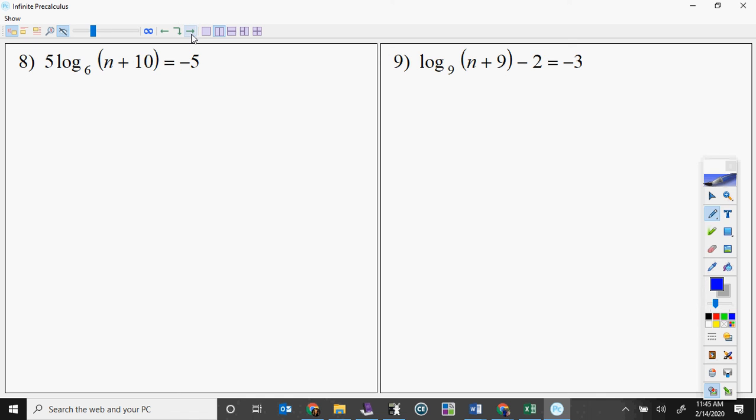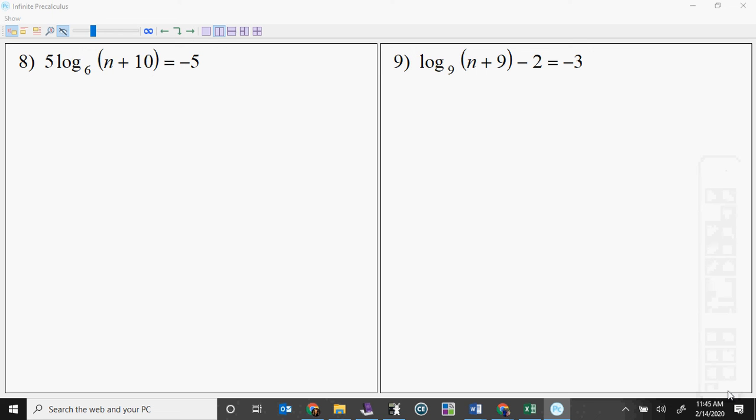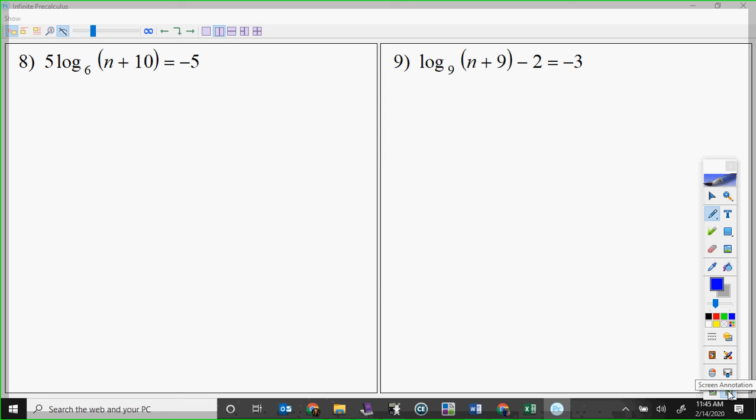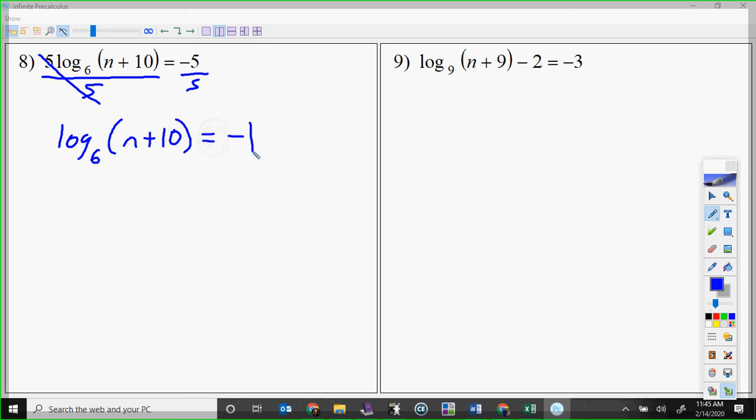So in this case, I have log equals a number. And so if I have log equals a number, I get the log by itself and then change the form. So I need to divide by that 5. So that 5 is what's attached over here. Divide by the 5. Get log base 6 of n plus 10 equals negative 1.